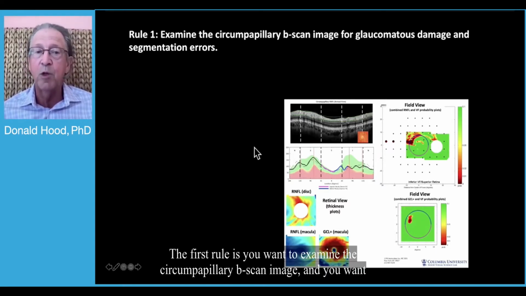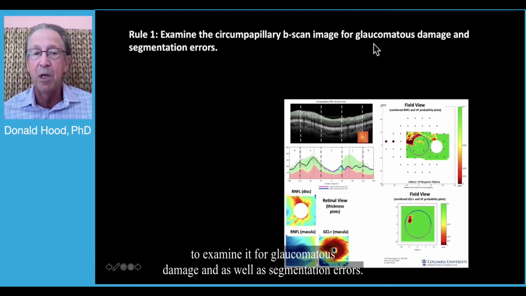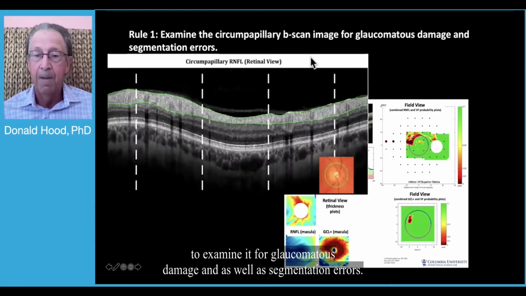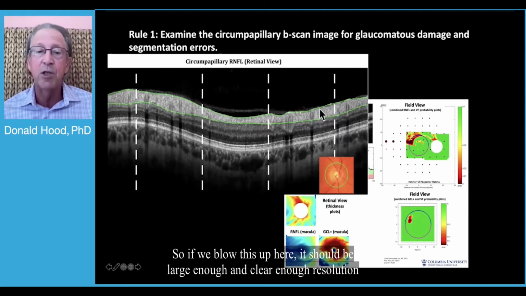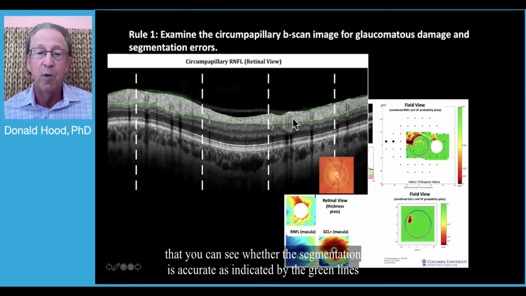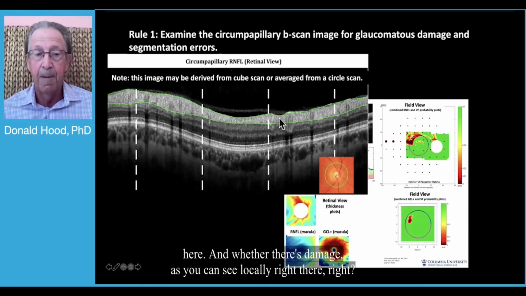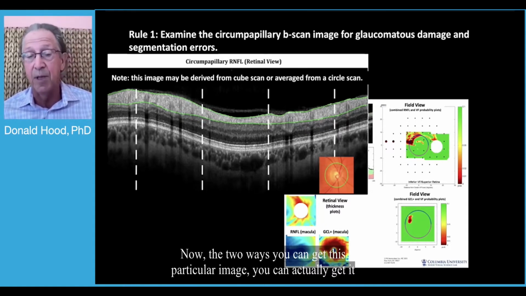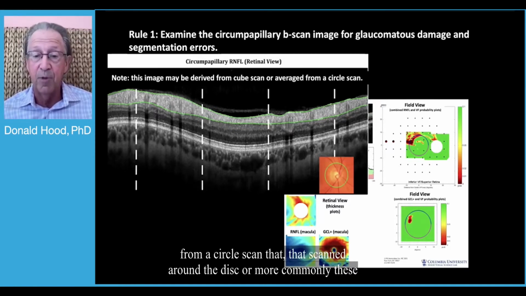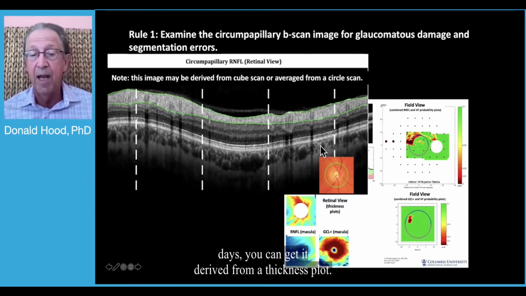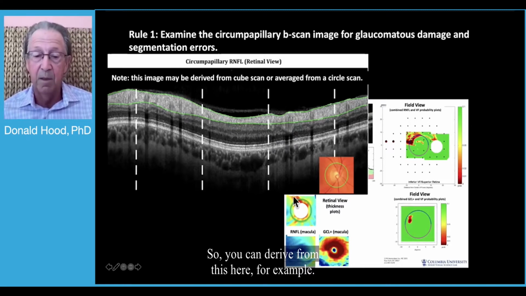The first rule is you want to examine the circumpapillary B-scan image, and you want to examine it for glaucomatous damage as well as segmentation errors. So if we blow this up here, it should be large enough and of clear enough resolution that you can see whether the segmentation is accurate, as indicated by the green lines here, and whether there's damage, as you can see locally right there, right? Now, there are 2 ways you can get this particular image. You can actually get it from a circle scan that's scanned around the disc, or more commonly these days, you can get it derived from a thickness plot. So you can get it derived from this here, for example.